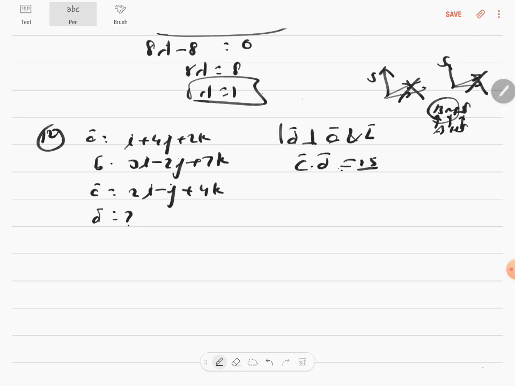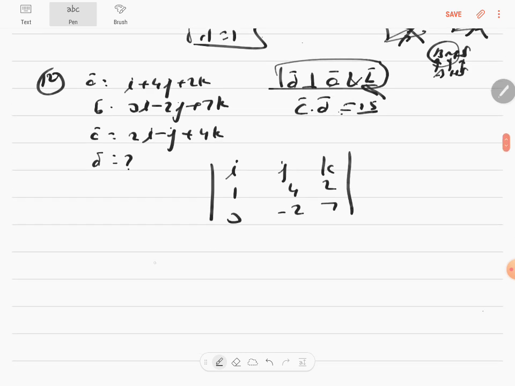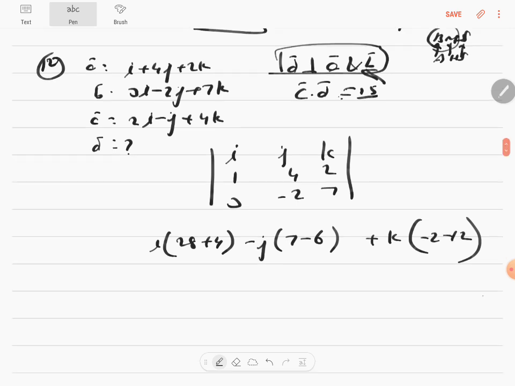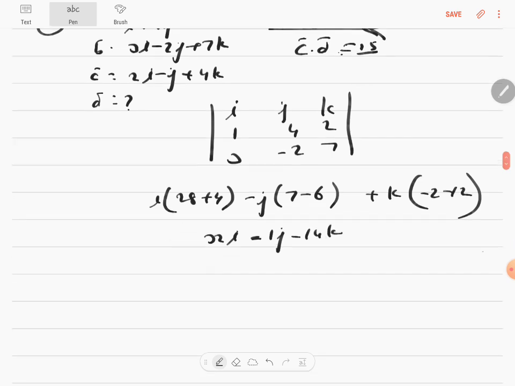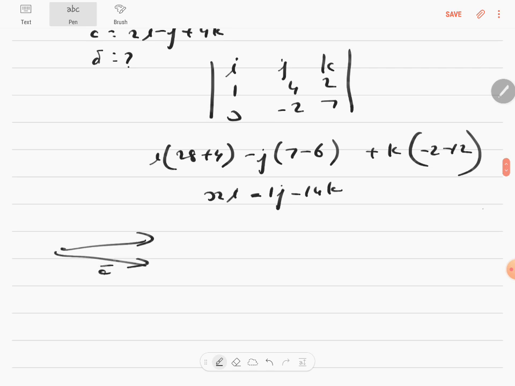So that's the sum where when you cross these two vectors you get the third vector. When D vector is perpendicular to both A and B, it means you have to cross A and B. To cross A and B you just have to put i j k, 1 4 2, 3 minus 2 7, and you can cross it: i into (28 plus 4), minus j into (7 minus 6), plus k into (minus 2 minus 12). So it will be 32i minus 1j minus 14k.